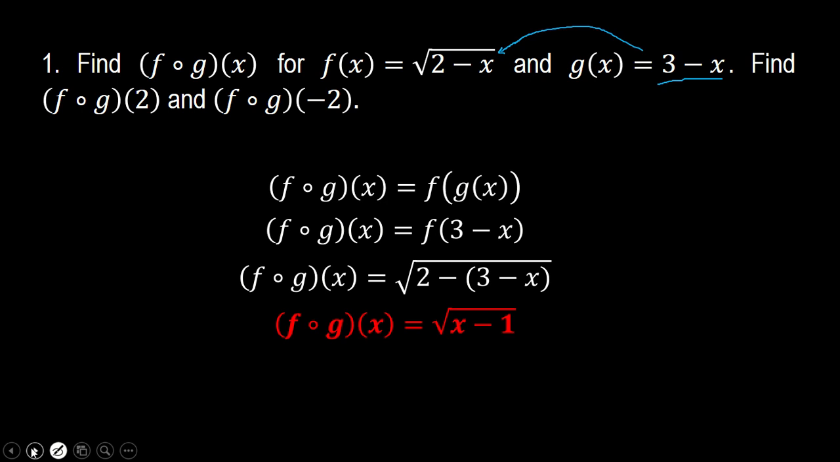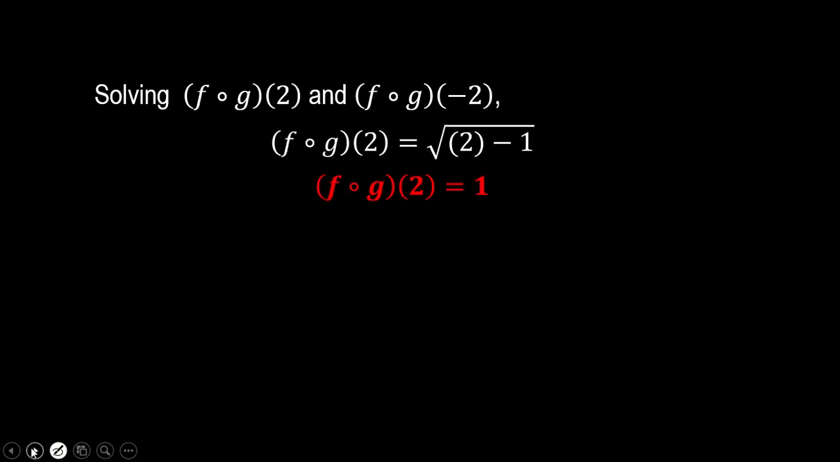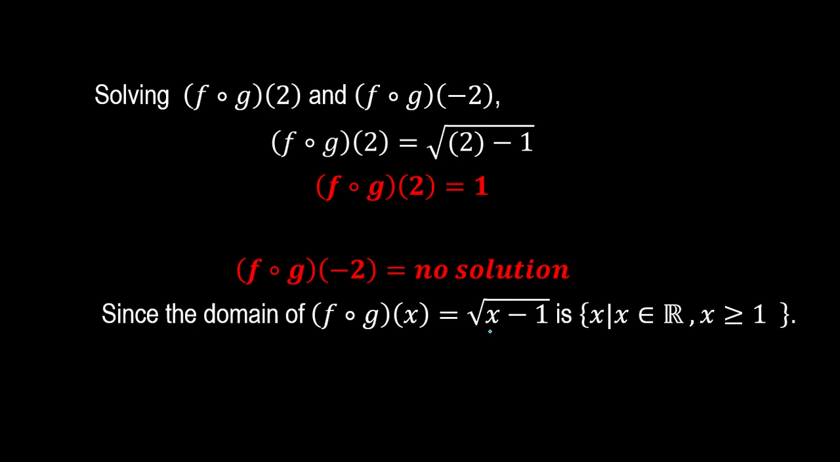Now, given that, let's try to solve for f of g of 2 and f of g of negative 2. Let's start first with f of g of 2. We'll have here square root of x minus 1. So 2 minus 1, that's 1. The square root of 1 is 1. How about if we have here negative 2? If we're going to substitute negative 2, actually we'll have an imaginary number. So if that's the case, there's no solution for f of g of negative 2. There's no solution because if you're going to identify the domain of this function, x minus 1, the x should be greater than or equal to 1. If it is negative 2, obviously there's no solution. The answer is imaginary.